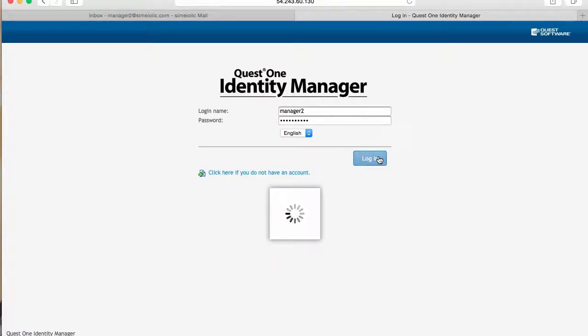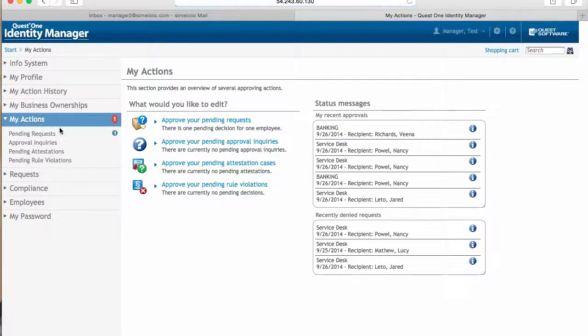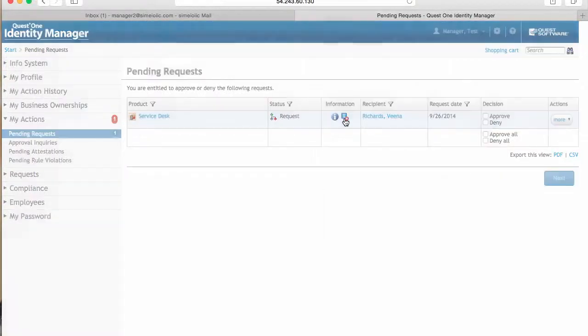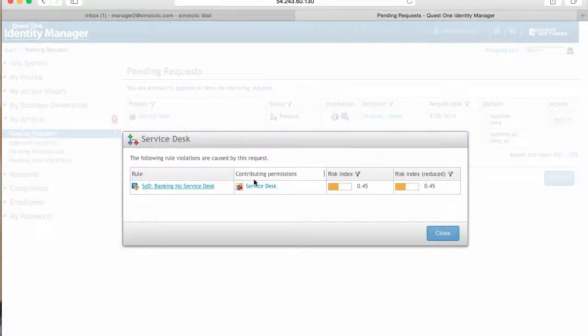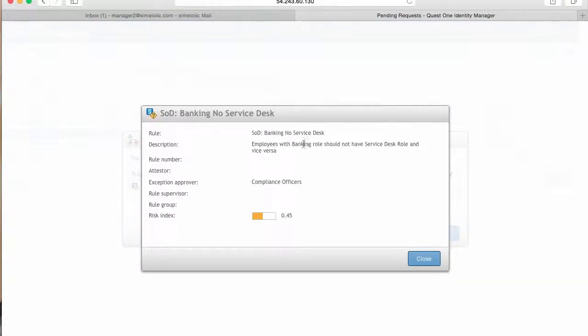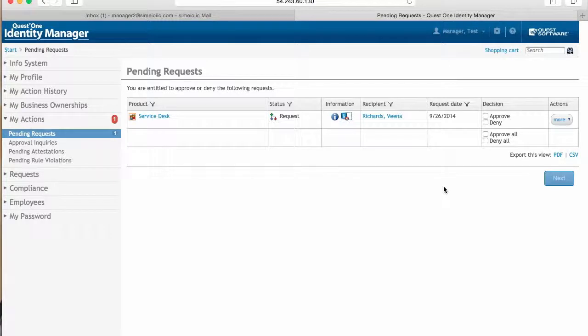He logs into the solution, and then he sees all the actions that are pending. He sees that I've requested access to the service desk privilege and entitlement. So he goes in, he takes a look at it, and he sees that there's a violation associated with Max's request. He opens it and he's able to see the violation, which is basically a person who has access to the banking group cannot also have access to the service desk entitlement. And it's been defined by our compliance team, and it also shows the risk level associated with this access.